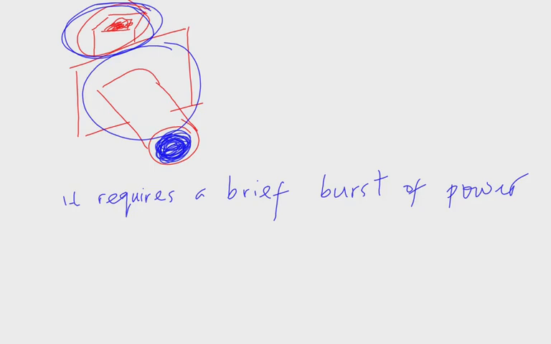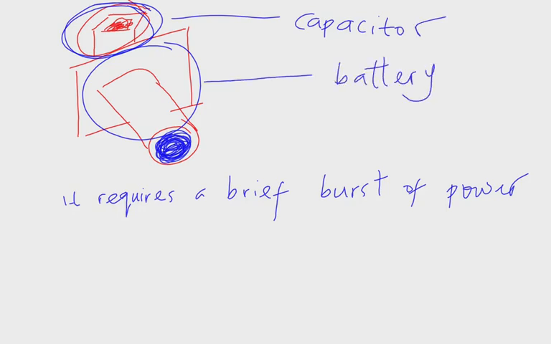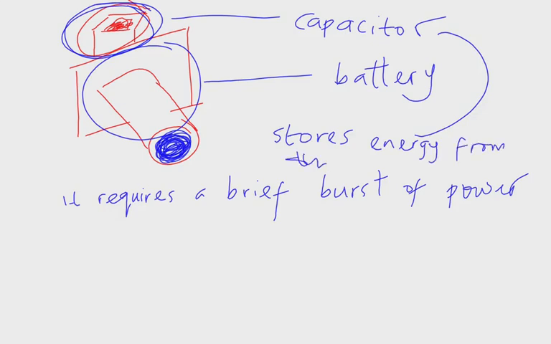So the flash is powered by a capacitor, while the camera is powered by the battery. The capacitor stores up energy from the battery. So this is powered by the battery, and this is powered by the capacitor.